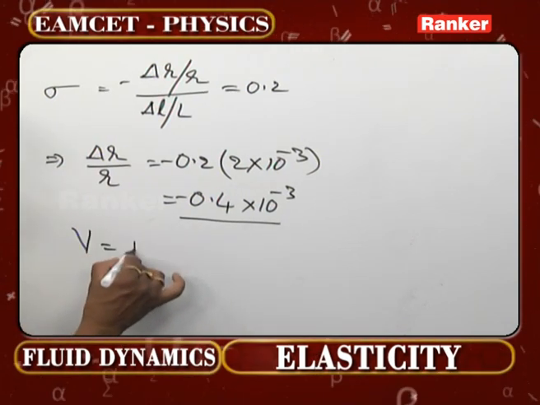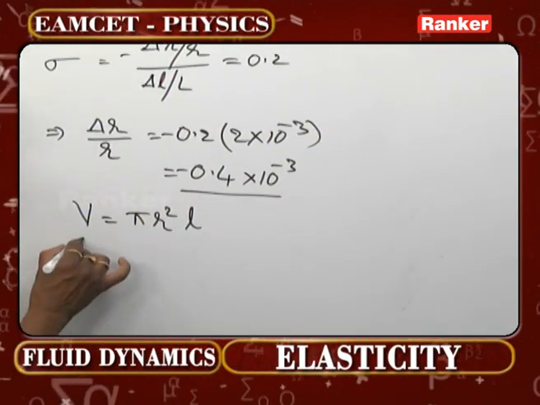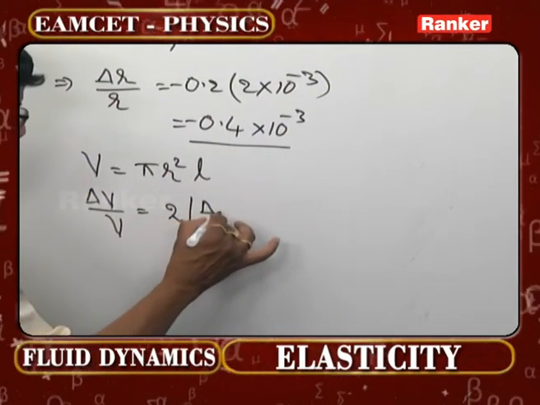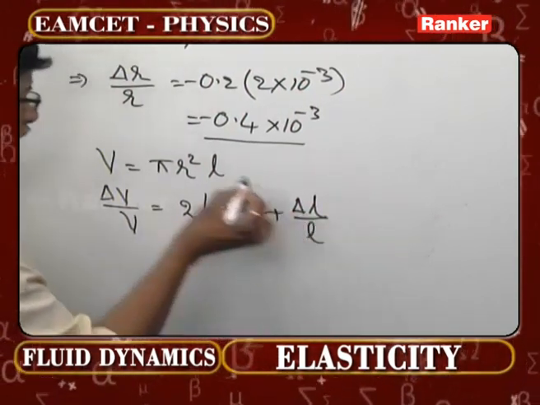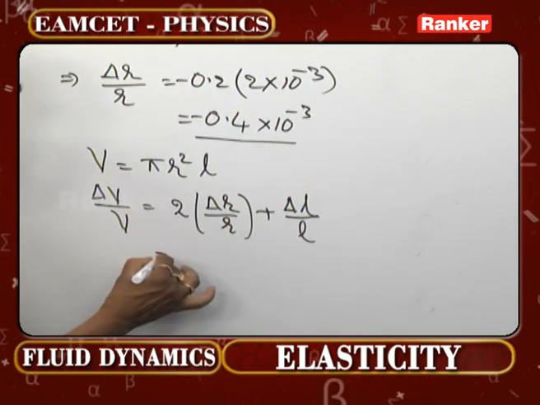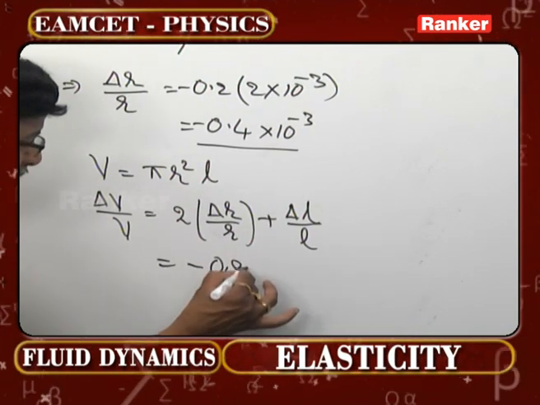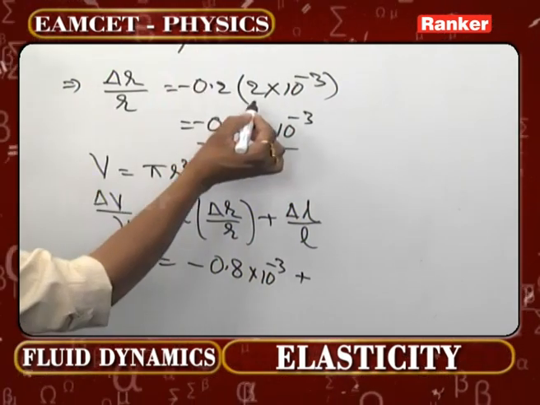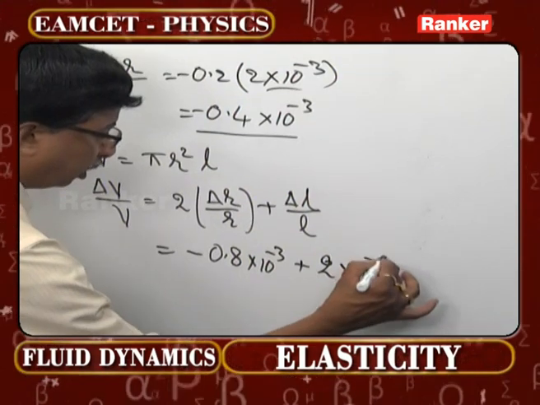In fact, volume is equal to pi r square L. That is the general equation. Delta V by V, when I write like this, you can write 2 times delta R by R plus delta L by L. You know what is delta R by R. You know what is delta L by L. All the values you know. Come on, write that one. 2 into 0.4, it is minus 0.8 into 10 power minus 3, plus, what is the delta L by L that is given? 2 into 10 power minus 3. So, write 2 into 10 power minus 3.